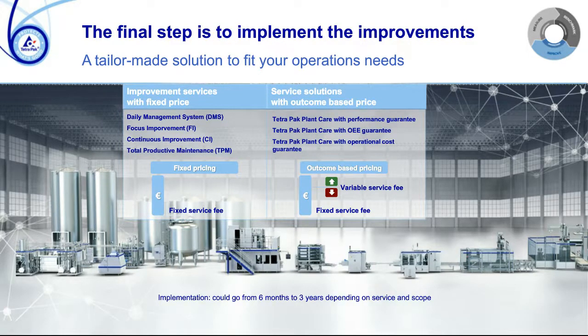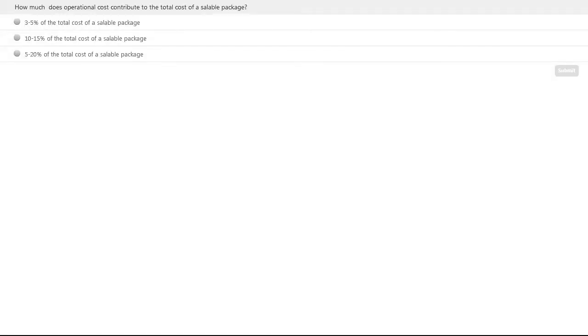So, ending with your key to boosting your productivity, we have here the next poll or the next quiz that we promised you. Please answer the following question on your screen. The question says: how much does operational cost contribute to the total cost of a sellable package? Is it 3 to 5% of the total cost? 10 to 15% of the total cost? 5 to 20% of the total cost? Let's have 30 seconds to answer the quiz, and then we can resume again.